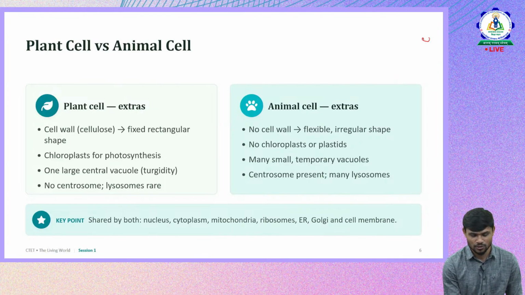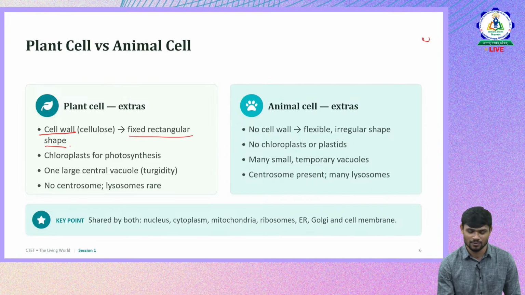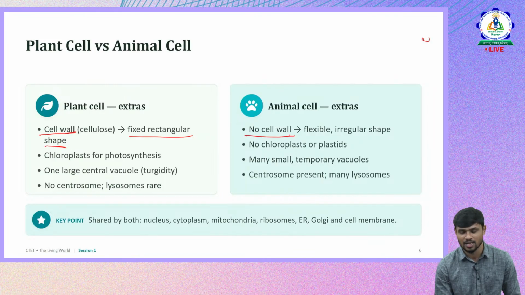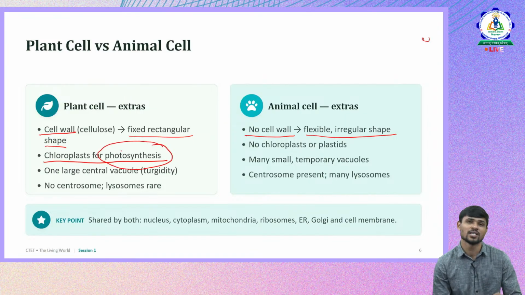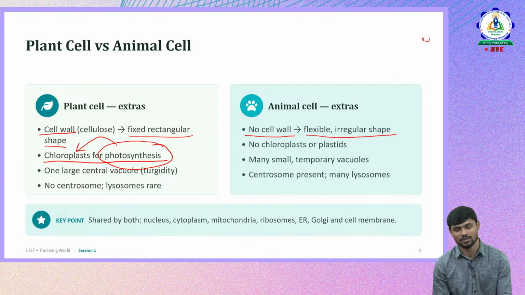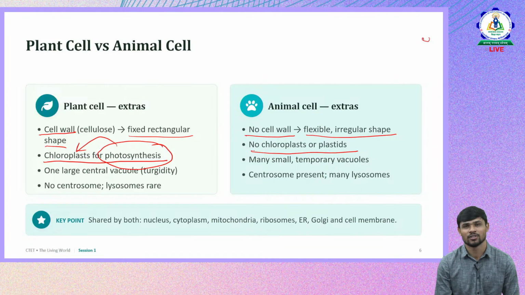Let us see. A plant cell has a cell wall and a fixed rectangular shape. The shape is different from an animal cell, which doesn't have a cell wall and is flexible and irregular in shape. Plant cells have chloroplasts for photosynthesis. Photosynthesis is a process where plants prepare their own food, and they do so with the help of chloroplasts. Only plants have chloroplasts. Animal cells don't have chloroplasts because animals depend on other organisms, on plants, for their food and energy needs, whereas plants are not like that.